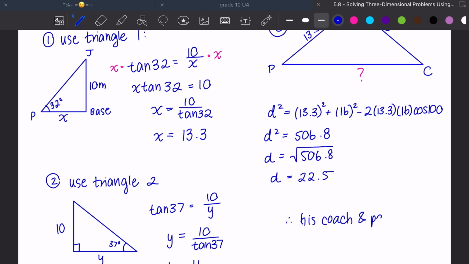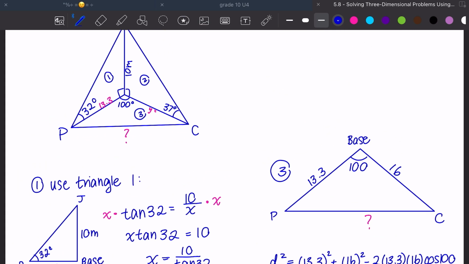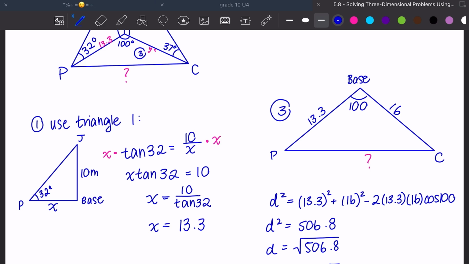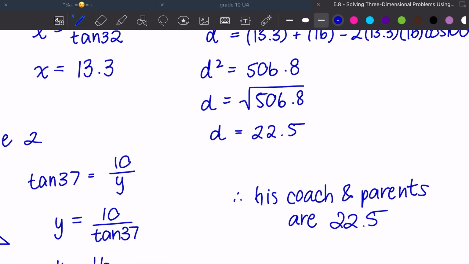So therefore, his coach, yeah? For the first one, for X, I got 16, and for triangle 2, I got 13. It just depends where you put his parents and his coach. Because in the question it says, to Jeff's left is his coach, and to his right is his parents. Some people might say this is my left and my right, and they switch these. So it's okay. It just depends on your labeling, and who you chose as left and right. As long as your dimensions are the same, that's fine. You'll get the correct answer that they are 22.5 meters apart.